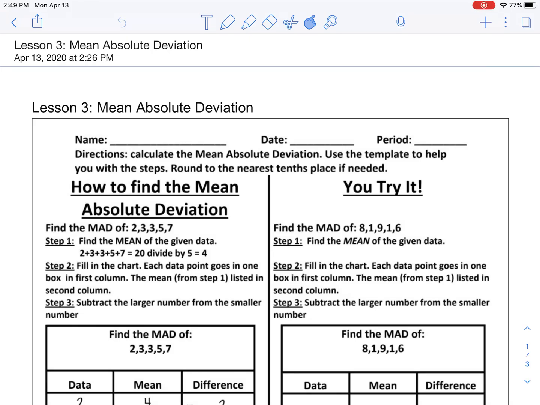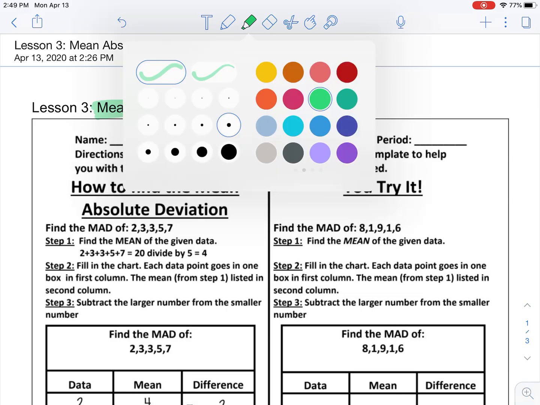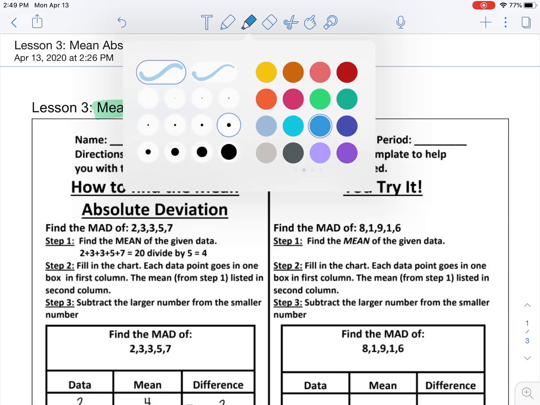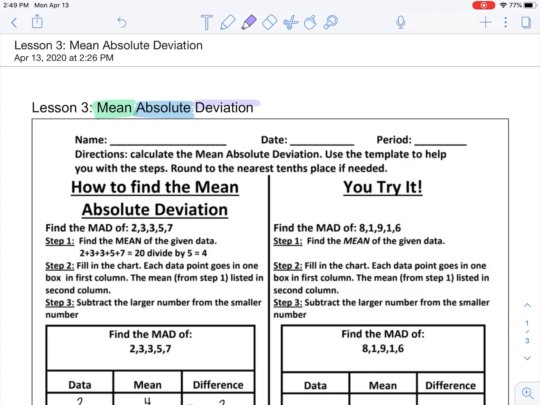All right, so we are going to continue to talk about data, but we are focused today on what we call mean absolute deviation. These three words actually have their own meaning. You already all know that mean means the average of a data set. You guys already all know that absolute talks about absolute value, or the positive value of numbers. And the one word that might be a little new is the word deviation.